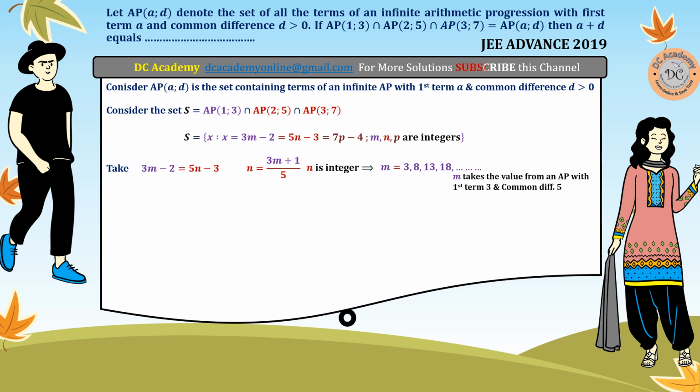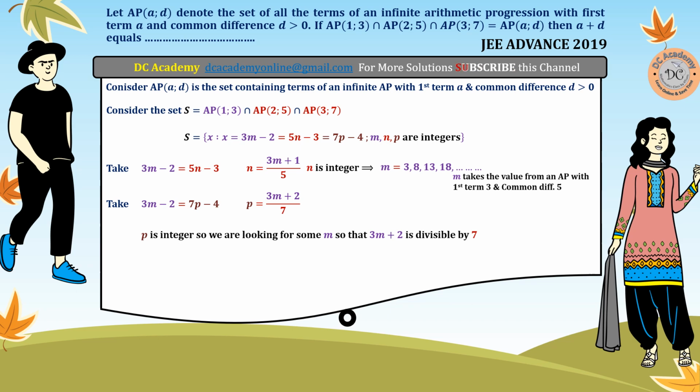Okay, that's it. Now we take that 3m minus 2 and 7p minus 4 because that relation also needs to be equal. So here if we solve for p, p is equal to (3m plus 2) divided by 7. So here p is an integer, so we need to find such m such that 3m plus 2 is divisible by 7. So 3m plus 2 will take the form 7, 14, 21, 28, 35, and so on. And to calculate 3m, we have to subtract 2 from each and every element. So let's subtract that. So here we get 5, 12, 19, 26, 33, and so on.